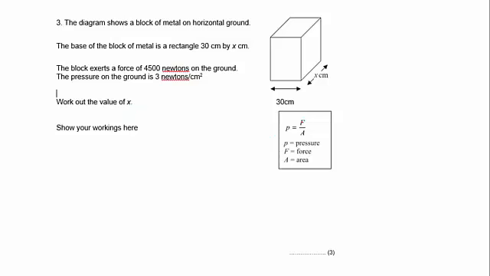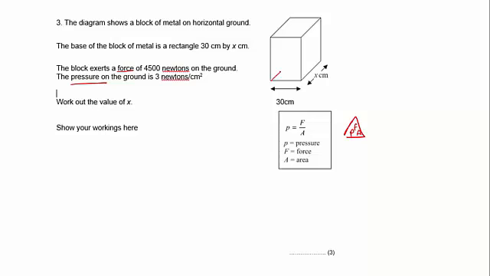Okay, and for this question, you have been given the formula: pressure is force divided by area. Some people might know it better in triangle form. So, what information have we got? Well, we've got the force and we've got the pressure. So if we've been told the force and the pressure, we can work out the area.